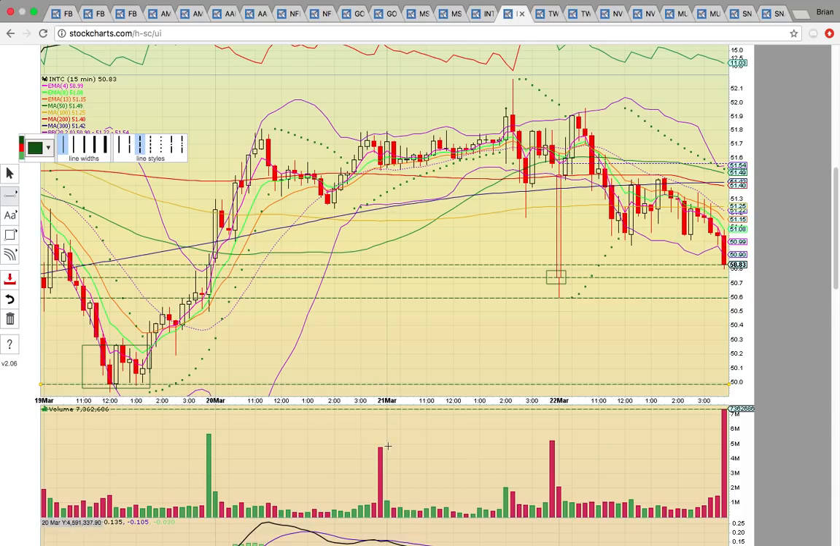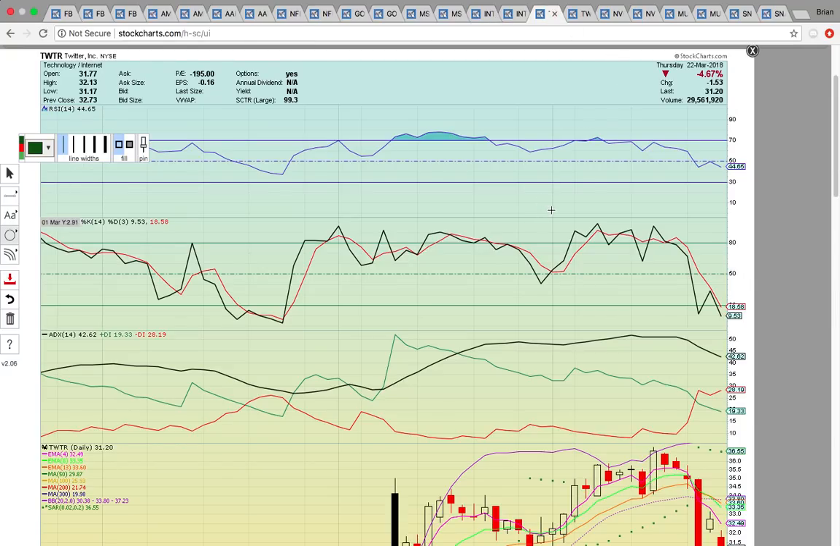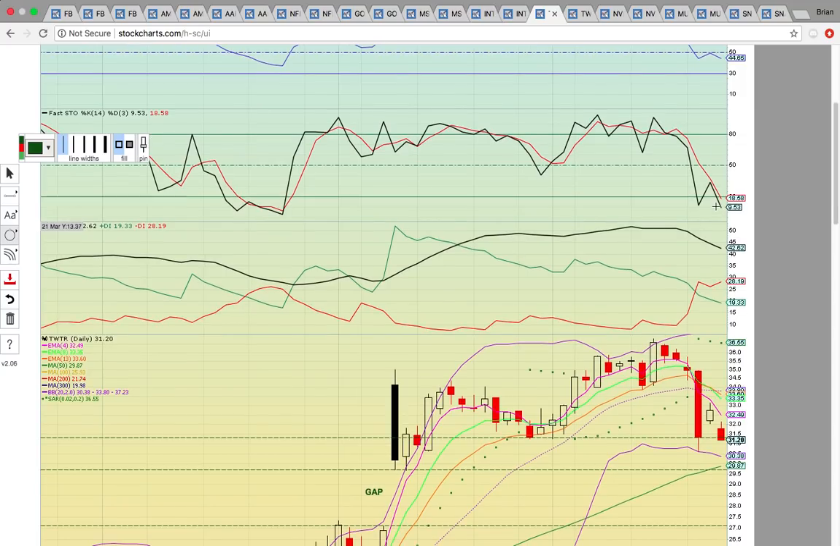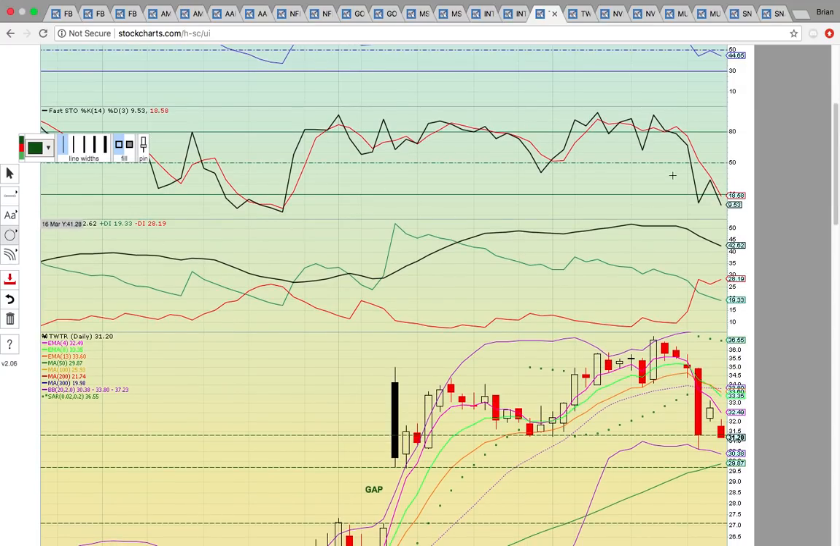Notice that it's had big volume spikes into the close each day here. So that's all the trades getting wrapped up at the end of the day. And if you look here at TWTR, this is Twitter, you can see it's below 20 as well on Fasto, so it's at extreme oversold levels.